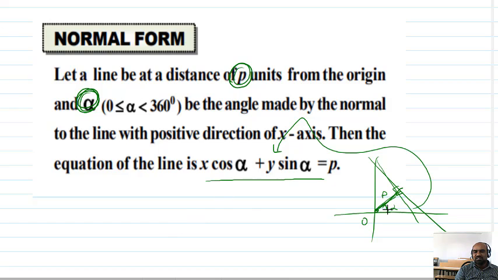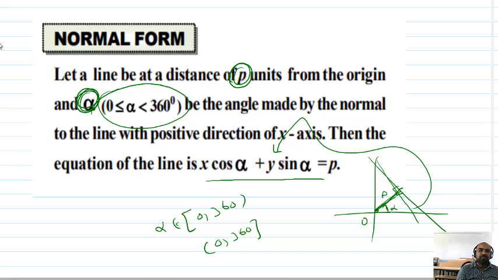Alpha, don't think it is an inclination. Inclination is from 0 to 180 only. But here what is alpha? From 0 to 360. It is just the angle made by the normal with the x-axis in the positive direction. That is anything from 0 to 360. Alpha belongs to closed 0 to open 360, or open 0 to closed 360. Both give the same meaning.